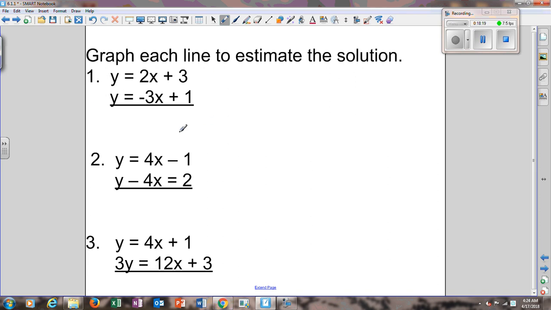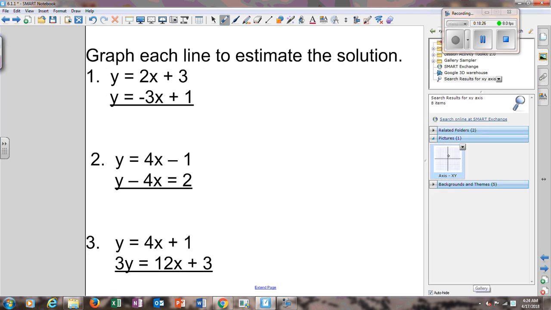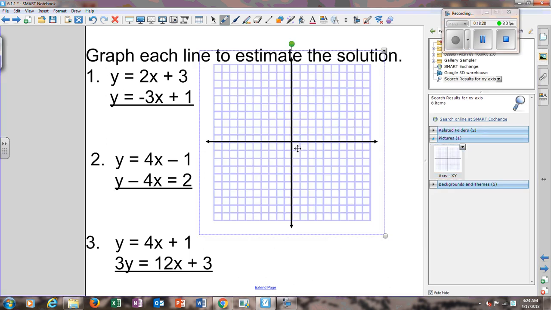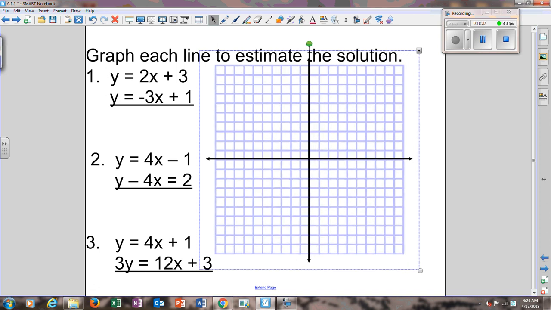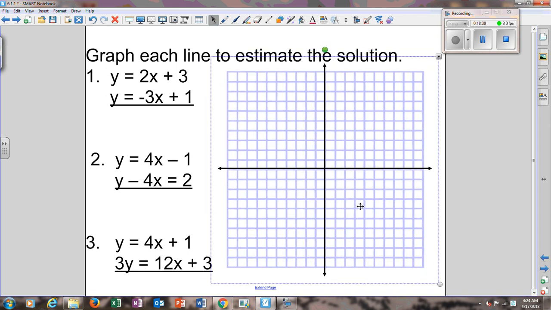Okay, let's do some Your Tries. I want you to graph each line and estimate the solution. Obviously, you're going to want to pause the video while I do these. So you're going to do them on your own while I do them. Okay, number 1. Y equals 2x plus 3. Start by going up 3, make a dot, go up 2 and over 1.